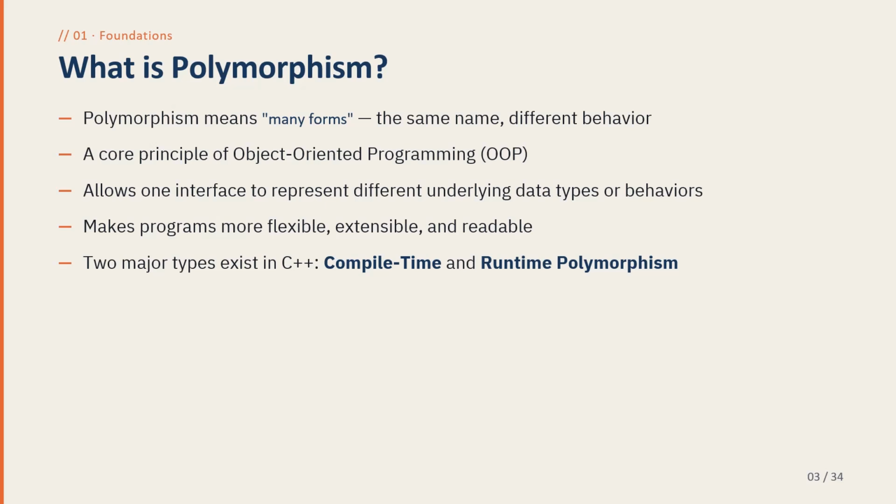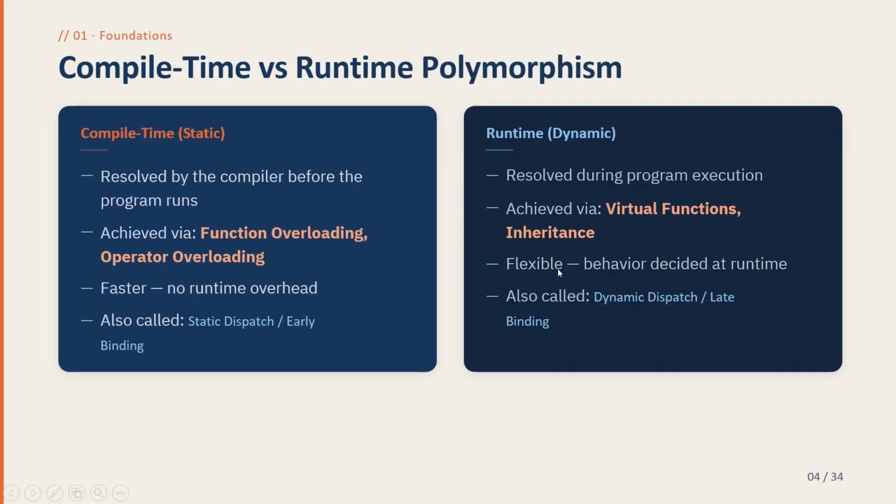In C++, polymorphism can broadly be classified into two types. First is compile-time polymorphism, and the next is runtime polymorphism. Compile-time polymorphism is resolved by the compiler before the program starts executing, whereas runtime polymorphism is resolved while the program is executing. Compile-time polymorphism is also known as static dispatch or early binding, whereas runtime polymorphism is known as dynamic dispatch, or otherwise also called late binding.